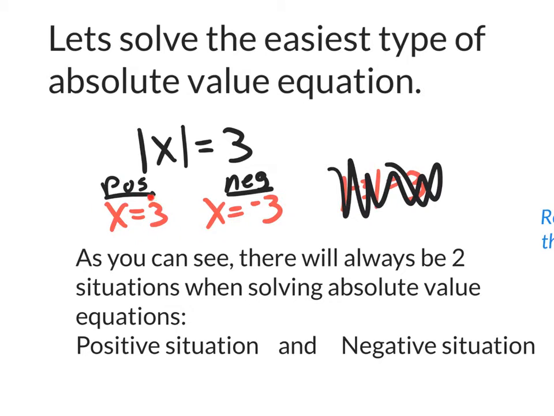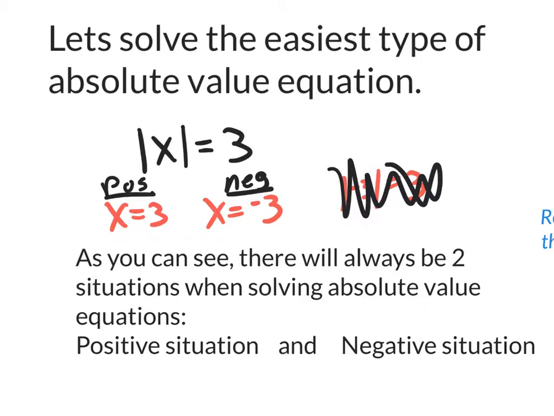How do you write a positive situation? You write it exactly the way it is without the sticks, as you said, right? Without the absolute values. That's a positive situation. The negative situation, write it without the sticks, but change the right side of the equal sign to a negative. And that's what we're going to have to learn how to do.